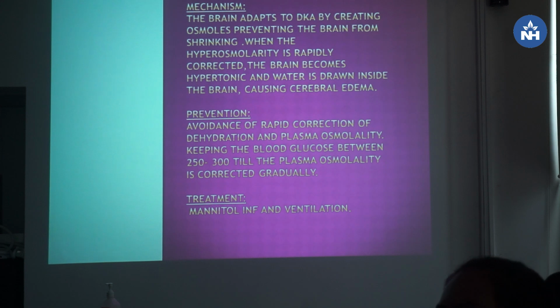By just giving IV fluid, you can lower the blood sugars. So you give IV fluid first, and an hour later you can start the insulin. It just tells you there's no rush to start the insulin straight away. You can wait, because DKA happens over a period of time, so it is not that important.